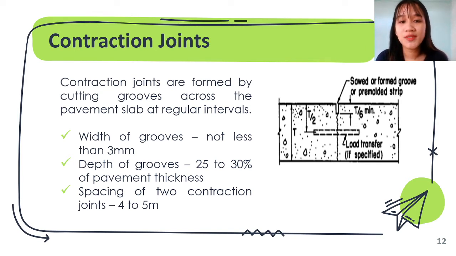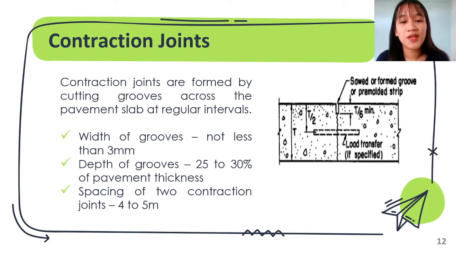The width of the grooves is not less than 3 mm. The depth of the groove is 25 to 30% of the pavement thickness. The spacing of two contraction joints is 4 to 5 meters. This space in the middle is what we call the groove. Shrinkage cracks develop along these predetermined sections only, or in contraction joints.